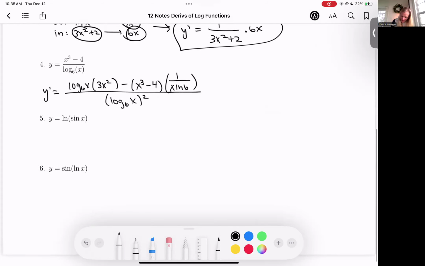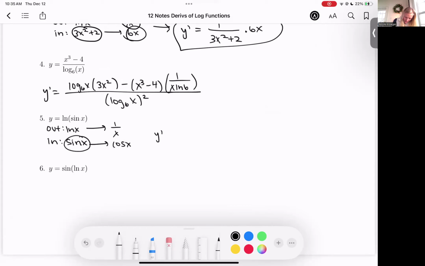Okay. These last two look like chain rules to me because I have a function inside of a function. I have sine inside of natural log, and I have natural log inside of sine. And so kind of the order of them in these two problems is different, so the final answers will be different. So in the first one, my outside function is ln of x. My inside function is sine of x. Derivative of ln is 1 over x. Derivative of sine is cosine of x.